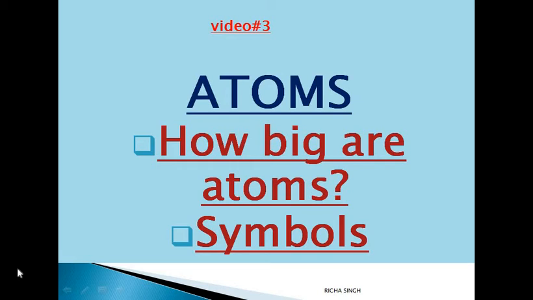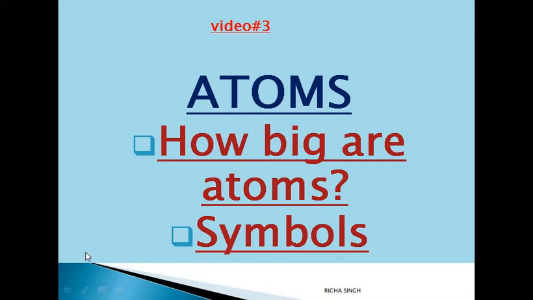Hello everyone, this is video 3 for lesson number 3, atoms and molecules. In video 1 and 2, we discussed the laws of chemical combination and John Dalton's theory, its postulates and drawbacks. So today we will study what atoms are, how big atoms are, what symbols are, and the need for symbols of elements.